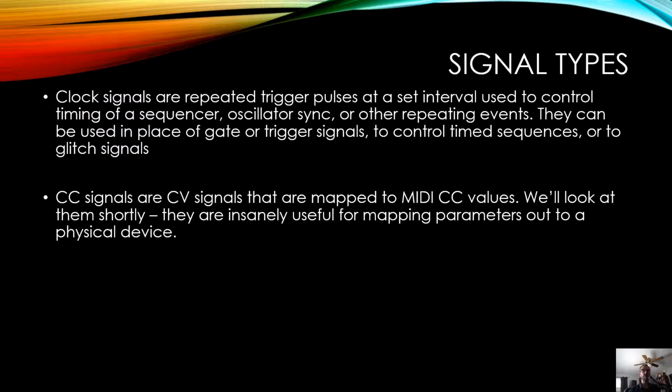Clock signals are repeated trigger pulses that occur at a set interval and are used to control the timing of a sequencer, oscillator synchronization, or any other repeating event, like a clock modulator. They can be used in place of gate or trigger signals to control timed sequences, but you might have to adjust things like attack and decay in order to make sure that they don't get too long or that you hear clipping. They can also be used to glitch signals in interesting ways.